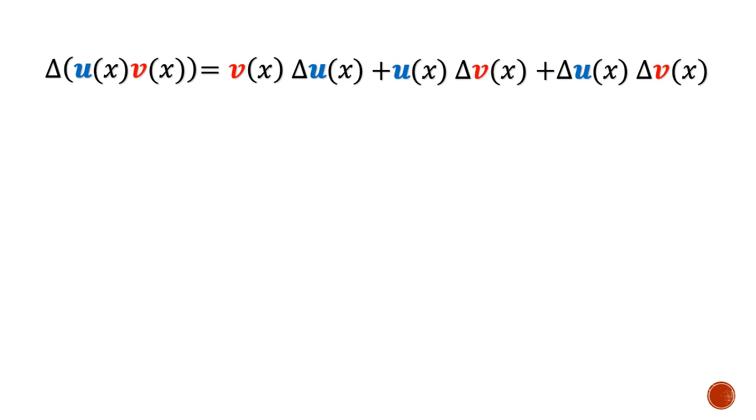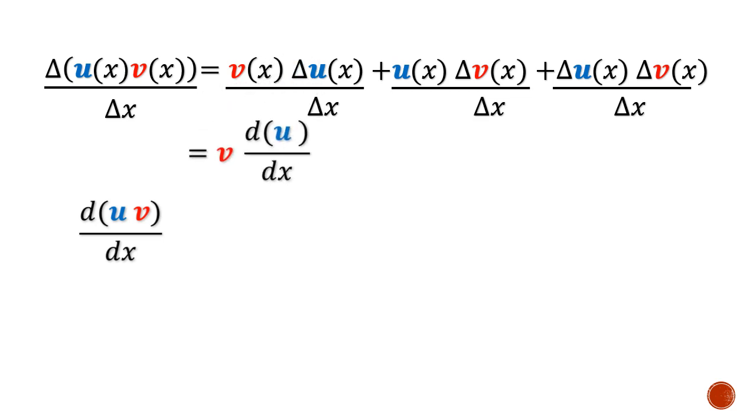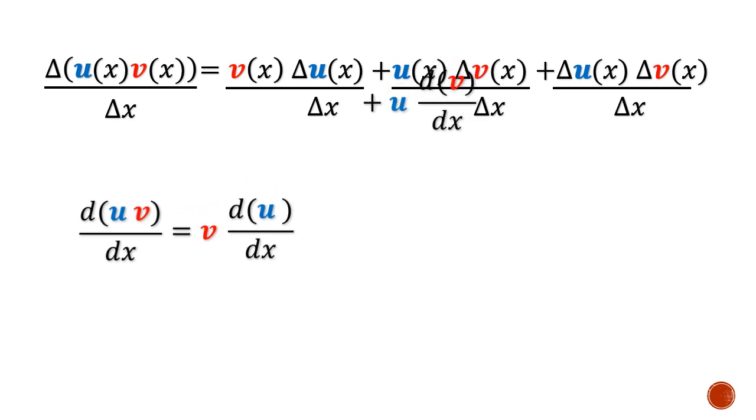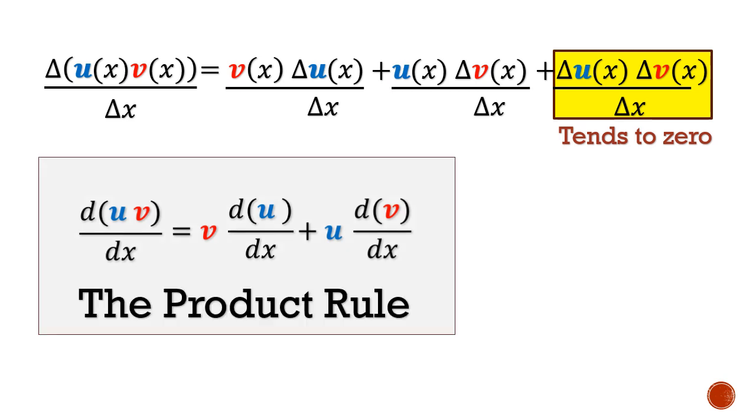So if we divide each term by a change in x and then take the limit of each term as the change in x tends to 0, then on the left hand side we'll get the derivative of the product u times v, and that will be equals to v times du dx plus u times dv dx. Now the last term, it will vanish because in the numerator we have the product of two things tending to 0. This will give us the product rule.